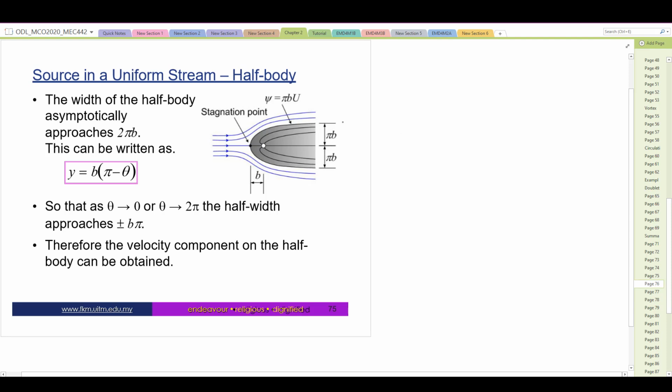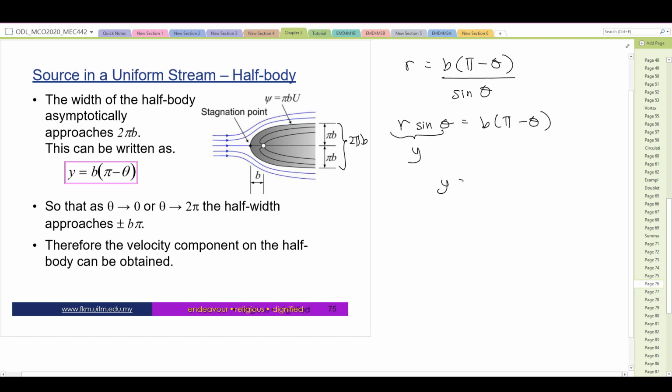So 2 pi b, as I mentioned before, can also be written as y equals b pi. Basically this equation comes from r equal to b (pi minus theta) over sine theta. So r sine theta equals b (pi minus theta). And r sine theta is basically equal to y, so y equals b (pi minus theta).